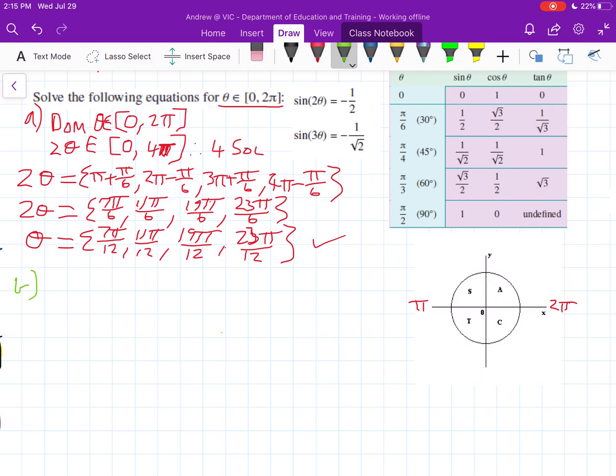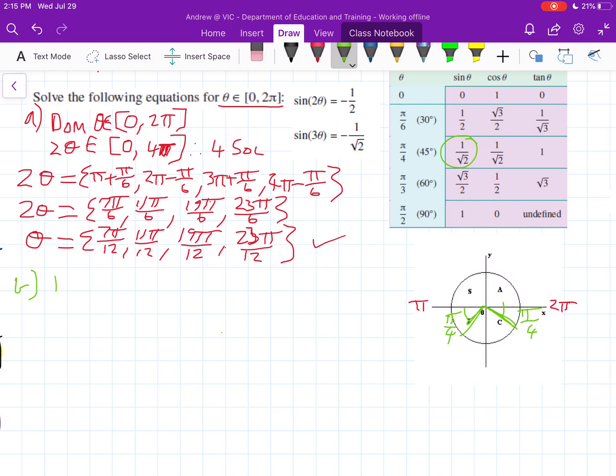So, this one here, we have sine of 3 theta is equal to negative 1 on root 2. So we need to look at where sine is negative. That's quadrants 3 and 4 again. And then we need to look when it's 1 on root 2, which is here, which is 45 degrees, which is pi on 4. So that means these angles here are going to be pi on 4, pi on 4. Okay, so it's the same premise of what we did before.